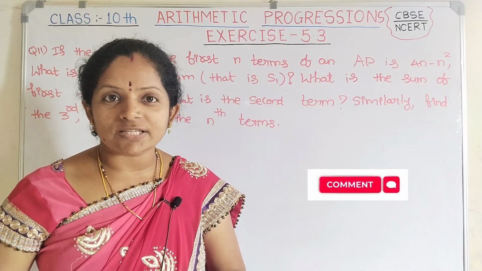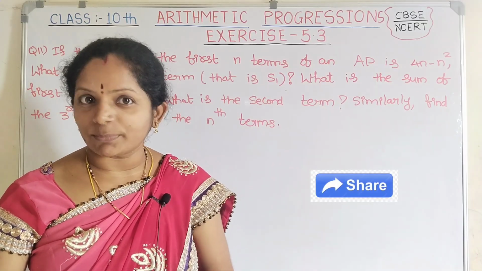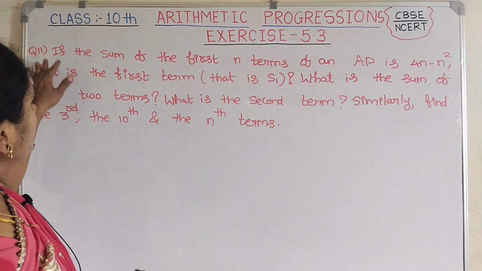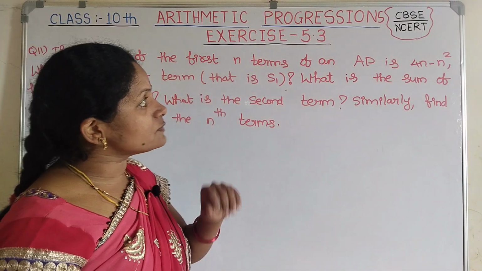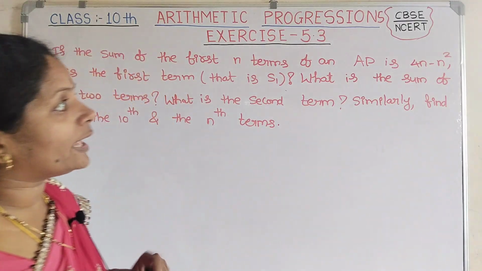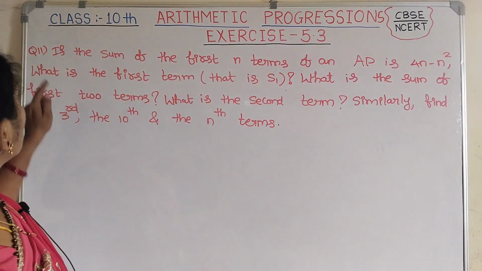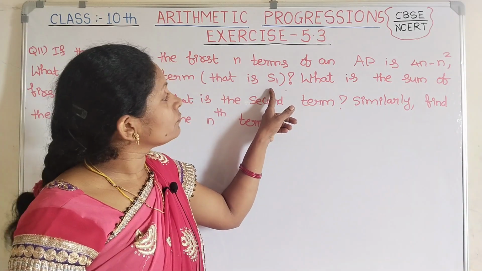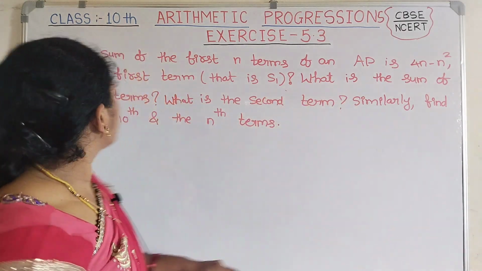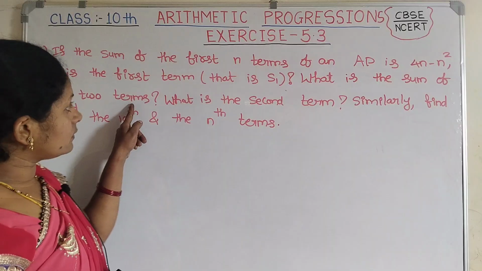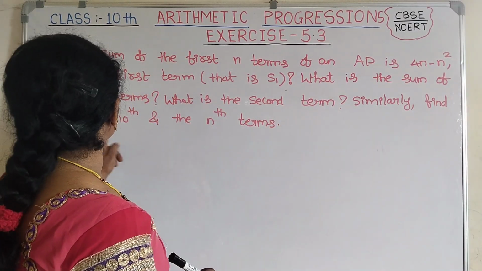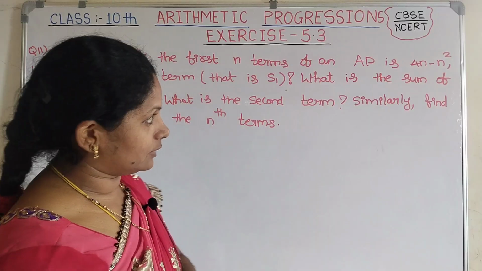We are going to continue this video with exercise 5.3, question number 11, from 10th standard CBSE board, chapter Arithmetic Progressions. Let us see question number 11 here. If the sum of the first n terms of an AP is 4n minus n square, what is the first term, that is S1? What is the sum of first two terms? What is the second term? Similarly, find the third, the 10th and the nth terms.